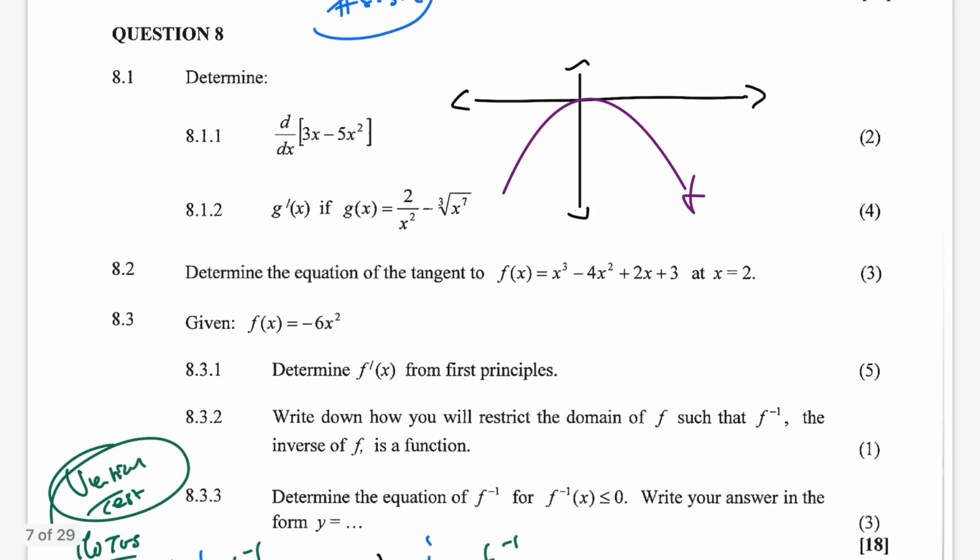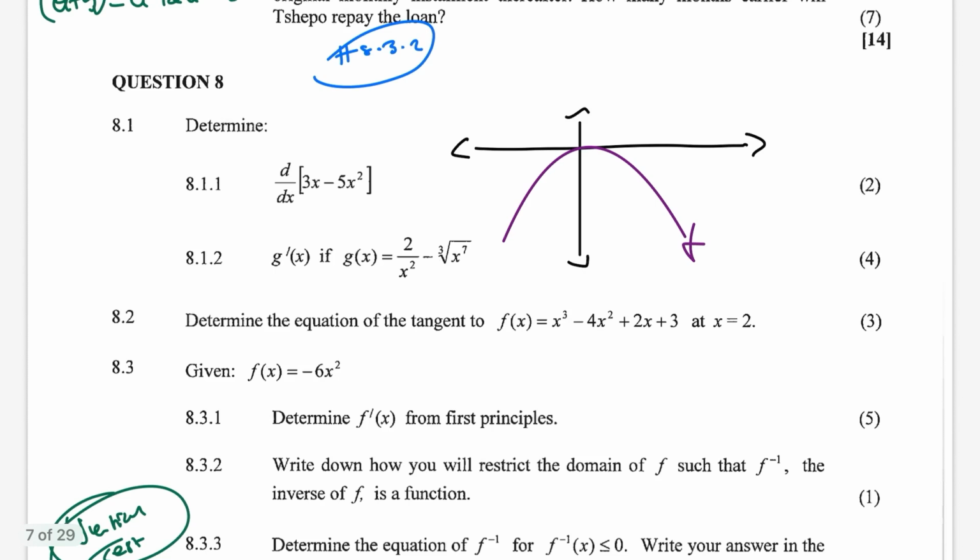However, the inverse of this function, you need to draw it. Let me just extend this a little bit up. Boom. You need to draw a straight line. Y is equal to x. That's your straight line. And then you're able to draw the inverse.